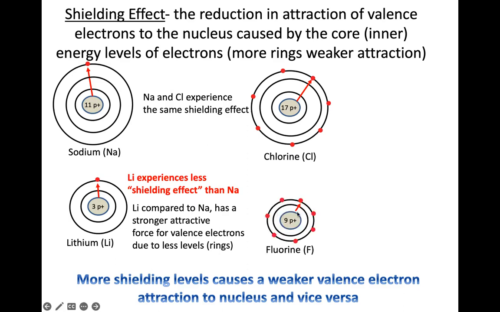If we look at fluorine, we also only have 2 rings. The distance from the protons in the nucleus to the valence electrons when there's only 2 rings is a smaller distance. That smaller distance creates a stronger attractive force. We'll take a look at how we compare shielding effect between multiple elements in just a moment. Once again, if you look at the bottom here, the more levels we have of shielding, the weaker the valence electron attraction is.